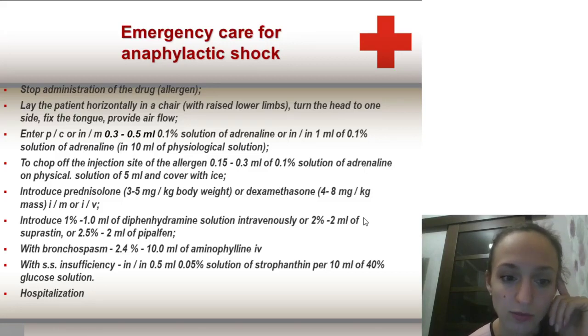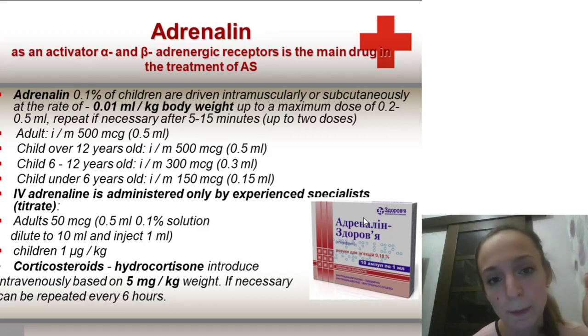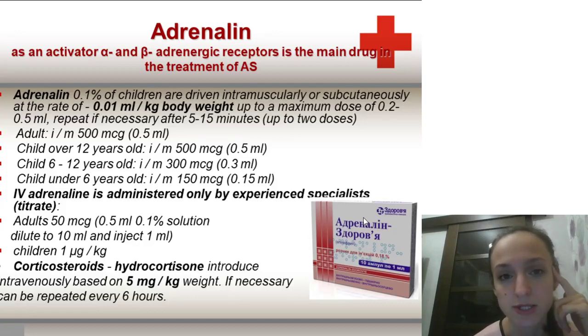or dexamethasone. Introduce 1% diphenhydramine solution intravenously, or 2% 2 millimeters of Suprastin or Pipolfen. With bronchospasm, 2 and 4% 10 millimeters of aminophylline. Adrenaline is a very necessary medication, and it is the first step in emergency help.